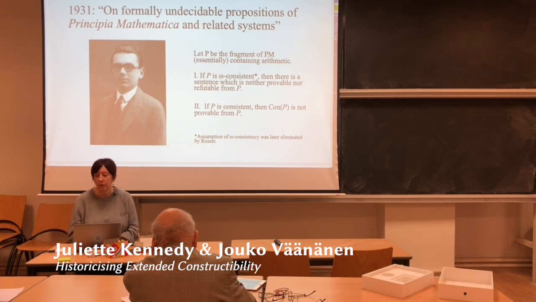So related systems is very important there. And here's what it says. If you take the fragment of Principia, essentially containing arithmetic, enough arithmetic to code finite sequences and so forth, then if P is omega consistent, that's a small technicality that was later eliminated, then there's a sentence which is neither provable nor refutable from P. And secondly, if P is consistent, then Con P is not provable from within. So no internal consistency proof.